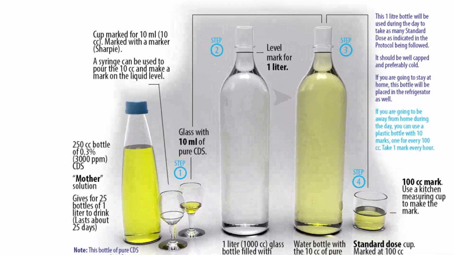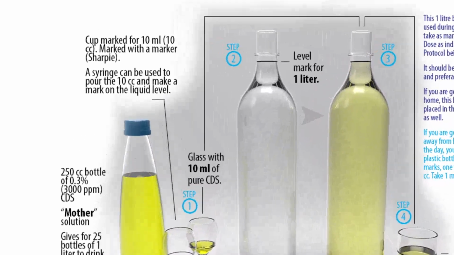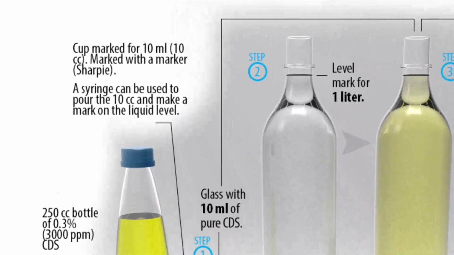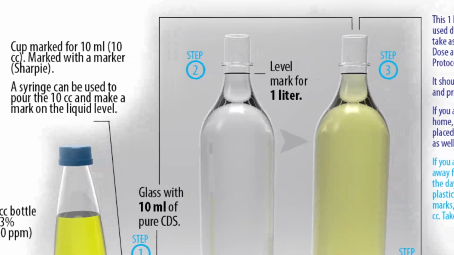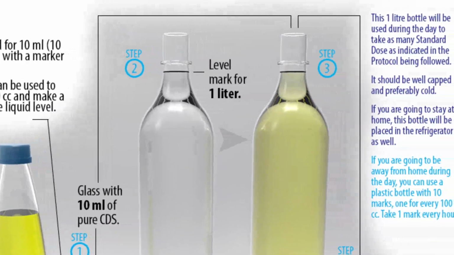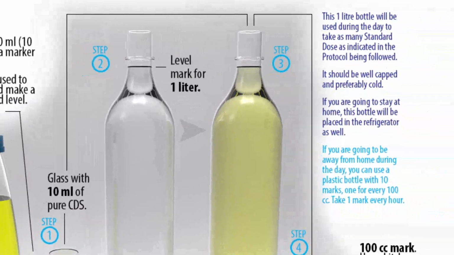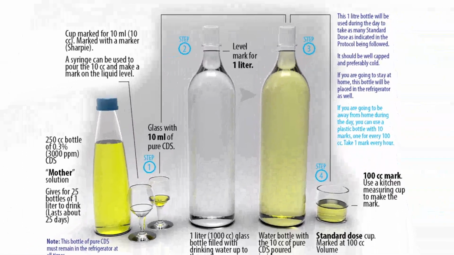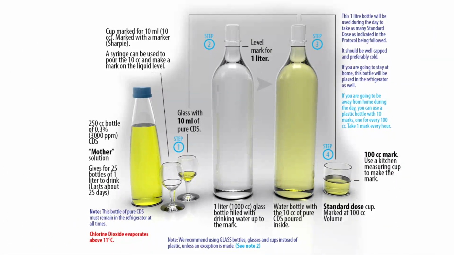Of a concentrated CDS stock solution of 3000 ppm, which corresponds to a 0.3% CDS chlorine dioxide solution, 10 milliliters is added to 1 liter of water, which is then drunk in 10 doses during the day. It is therefore very easy to use. It's called Protocol C. Therefore, a single dose is only 3 to 6 milligrams.